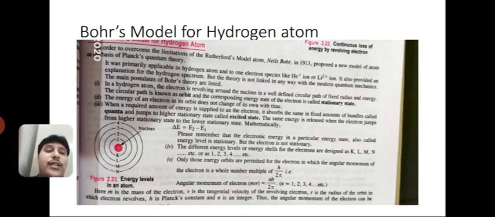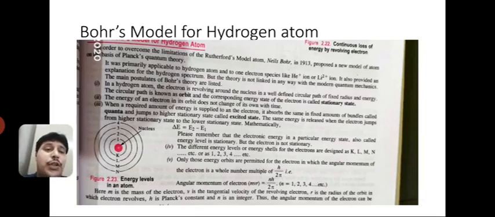The fourth point is that the different energy levels or energy shells for the electrons are designated as K, L, M, N, O, etc., or as 1, 2, 3, 4, etc. Only those energy orbits are permitted for the electron in which the angular momentum of the electron is a whole number multiple of h/2π. That is, the angular momentum of an electron is mvr. You also studied this in physics. According to the above statement, it is a whole number multiple of h/2π, that is equal to nh/2π, and here n is equal to 1, 2, 3, 4, etc.